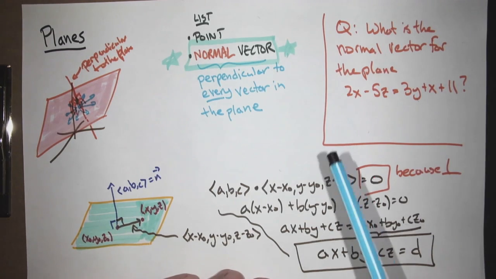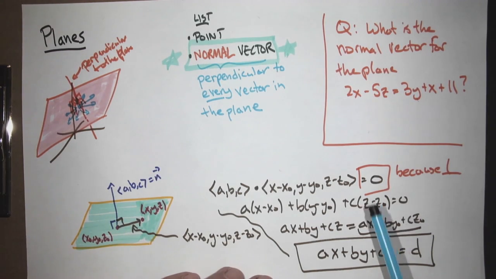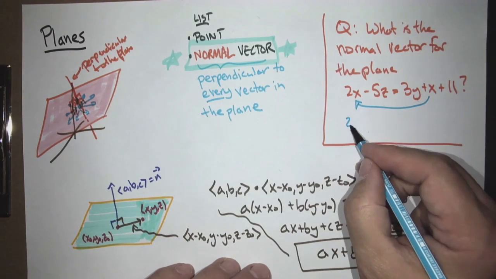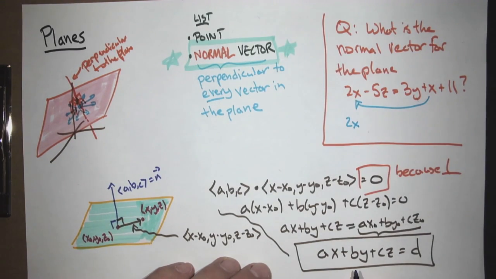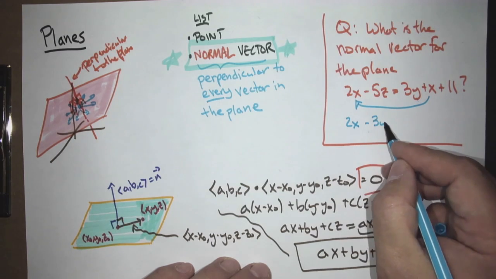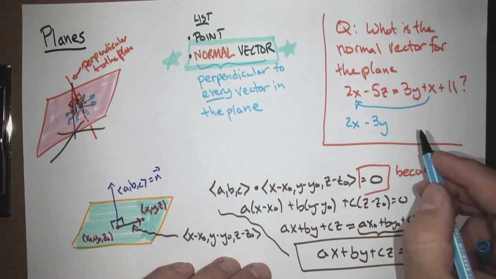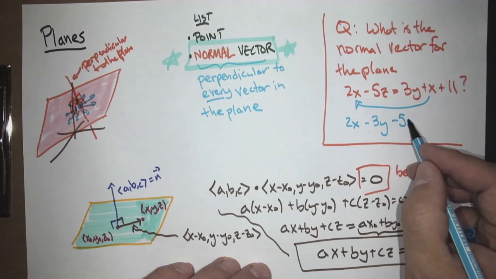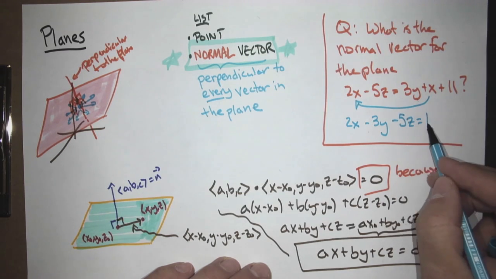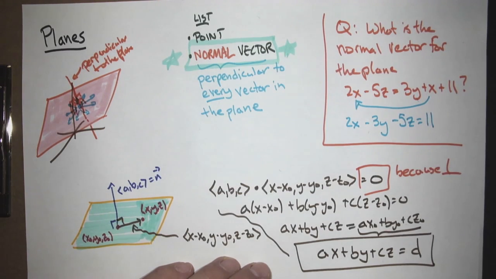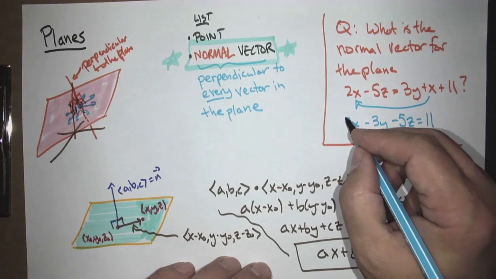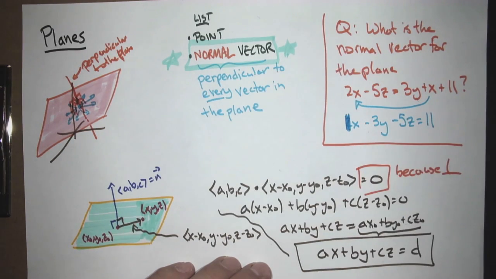Okay, so what should we do? Let's put all our variables on one side, the number on the other side. How many x's do we have? 1, right? 2x minus x. How about y's? Minus 3y. How about z's? Negative 5z equals 11. Now, oh, sorry, that's just a very poorly written 1. See, there you go. Now it looks like a 1 times x. All right, x minus 3y minus 5z equals 11.